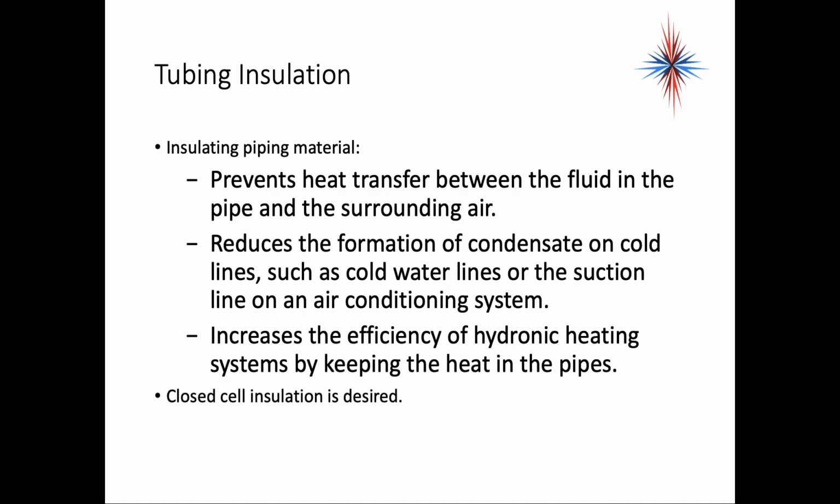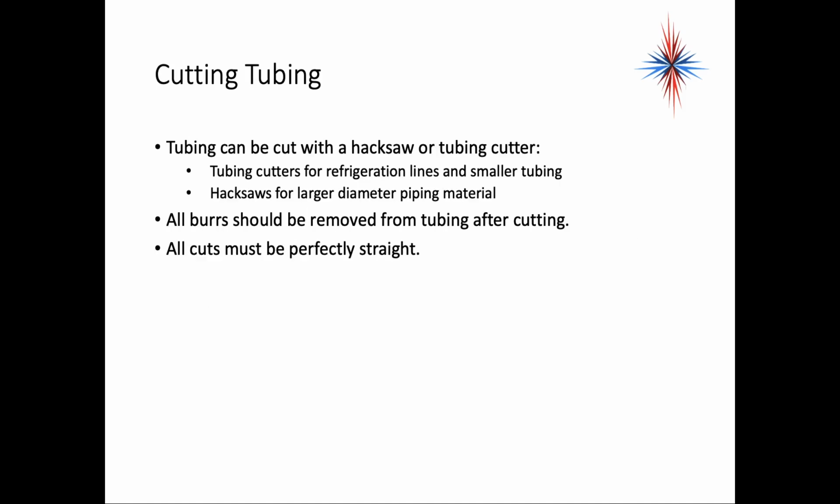Tubing insulation material prevents the heat transfer between the fluid in the pipe and the surrounding air. It reduces the formation of condensation on cold lines, such as cold water lines or the suction line on an air conditioning system. It increases the efficiency of hydronic heating systems by keeping the heat in the pipes. Closed cell insulation is desired.